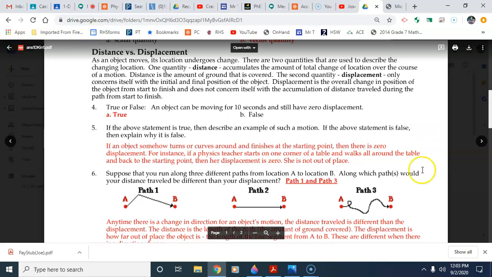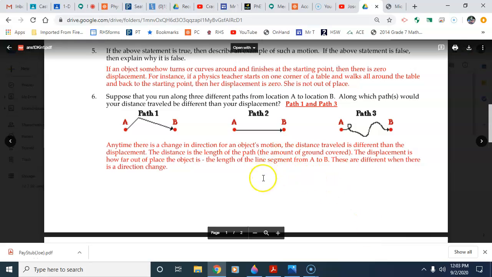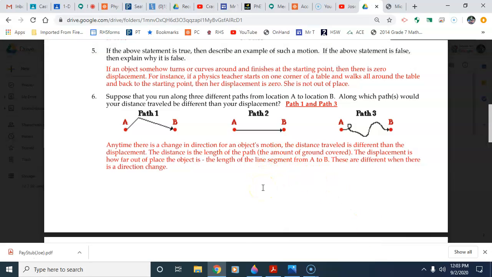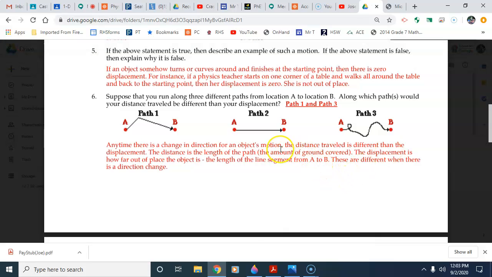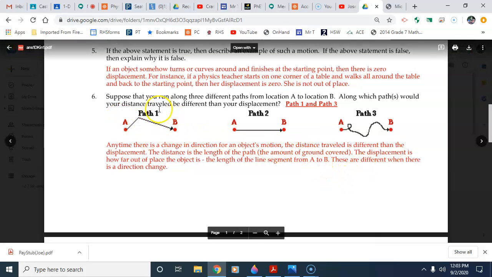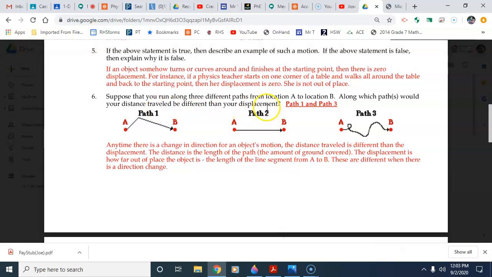Okay? All right. Another question with the same idea. Suppose that you went along 3 different paths from location A to B. Notice A to B is set up the exact same way in all three, right? They don't change, the positions of A and B. That's the first thing to consider. Which path would your distance be different from your displacement? And as you can see, the right answers are 1 and 3.